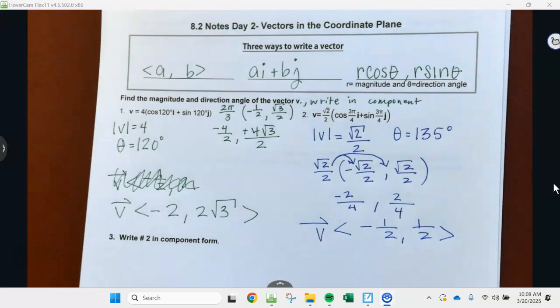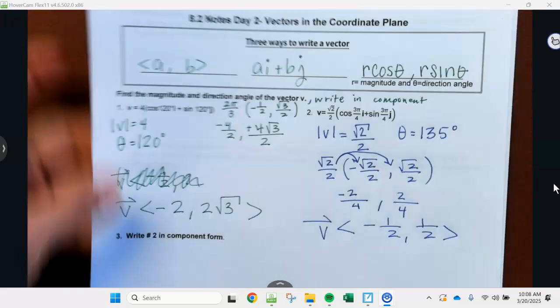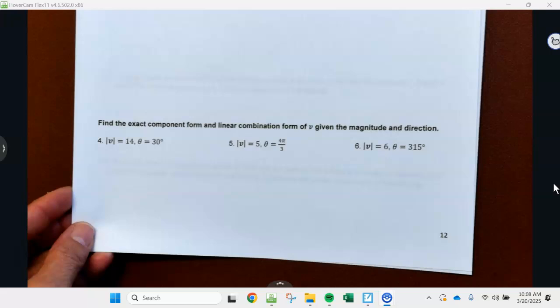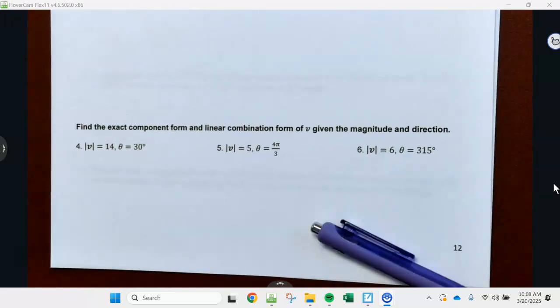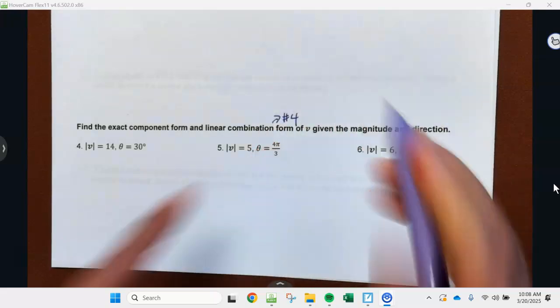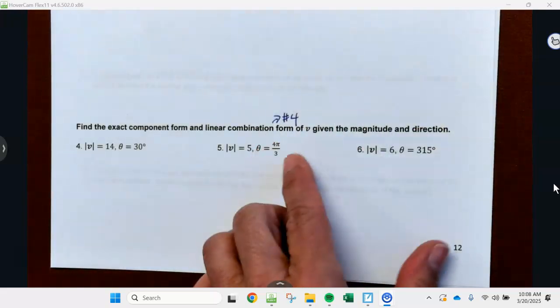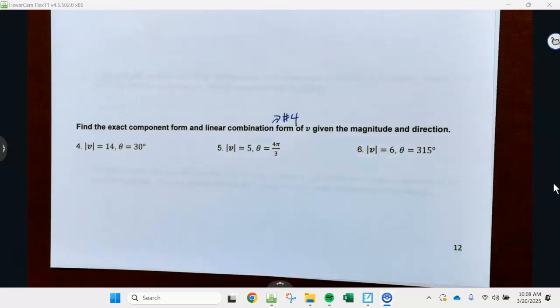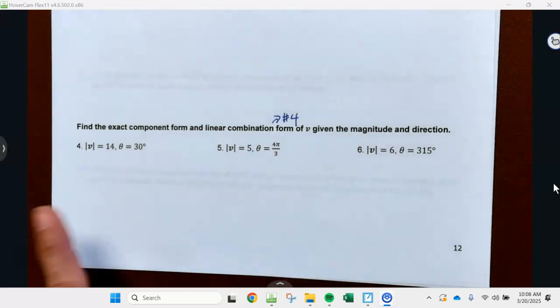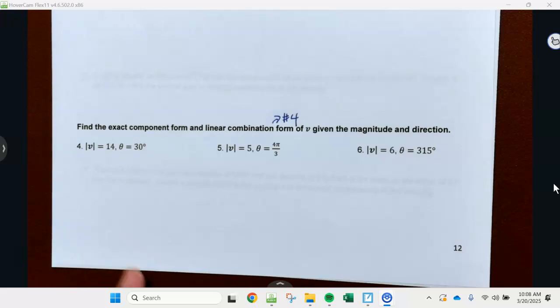Okay, number 3, we already did number 3. Write number 2 in component form, we just did that right here. Let's go ahead and look at numbers 4, 5, and 6. On 4, 5, and 6, we are going to find the exact component form and the linear combination form just for problem number 4 for the sake of time. And then we are going to continue on the next page with some word problems. I'm going to find exact form for all 3 for components, but only linear combo for problem number 4.